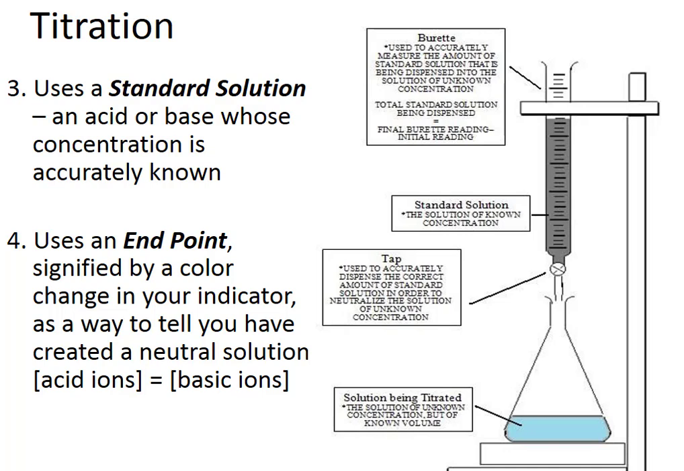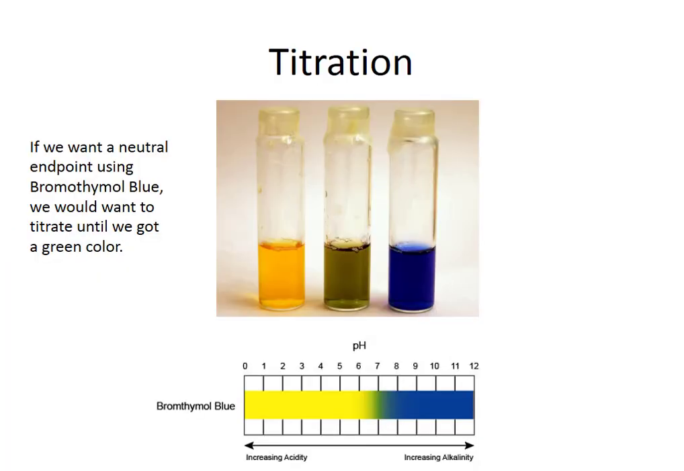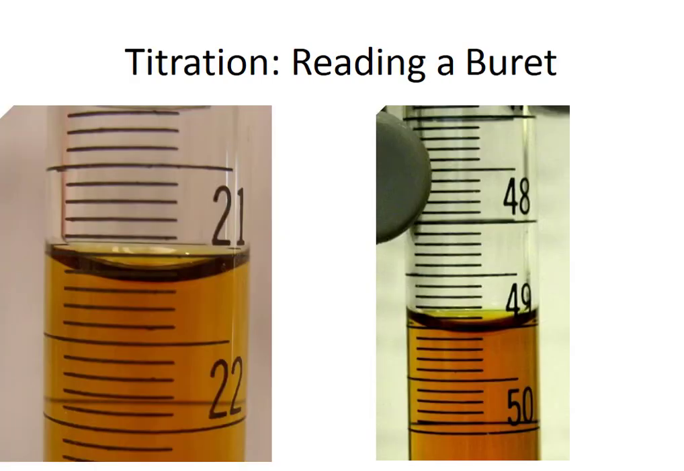So your acids and bases. By creating a neutral solution, now what you can do is back-check to see what your pH was to begin with. If you want a neutral endpoint using bromothymol blue, we would want to titrate until the color green. So you can see anything lower than 7 is yellow, anything higher than 7 is blue, and right smack dab in the middle is your green. You can use different indicators to identify different pHs.